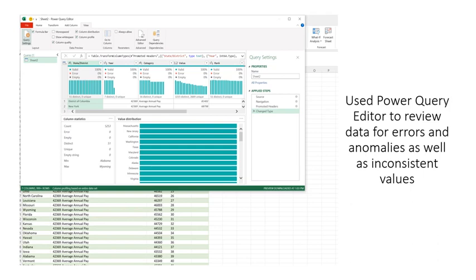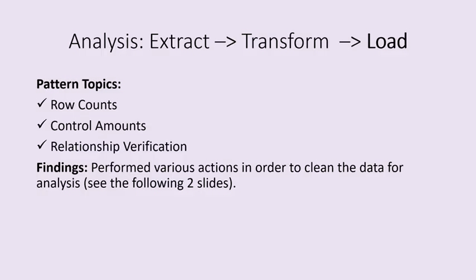Next, we're going to take a look at the letter L in the ETL process, which stands for load. Upon extracting and transforming the data for use, the final step in the ETL process is to load the data. Upon loading the data, we performed row counts and control amounts to verify that the data was correctly loaded into the primary analytics platform for our study, which happens to be Tableau. We will take a look at these row counts and checks in the following two slides.